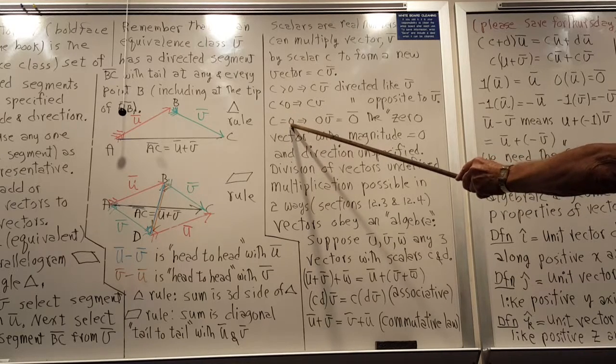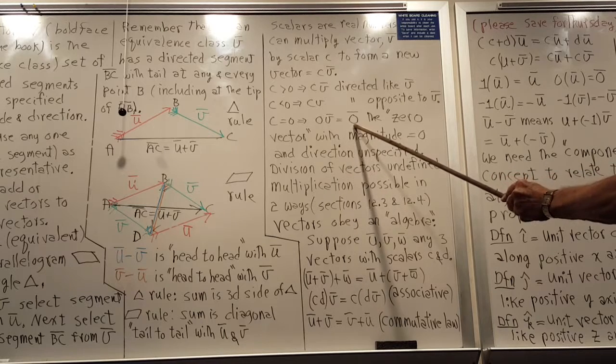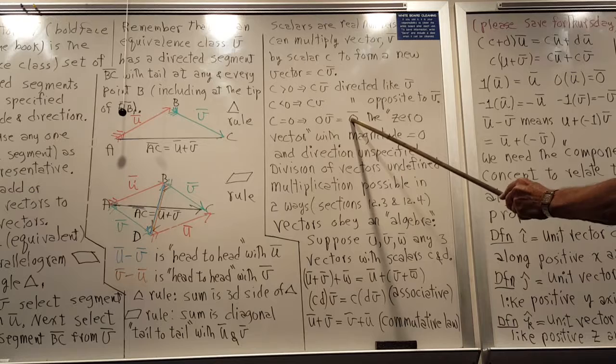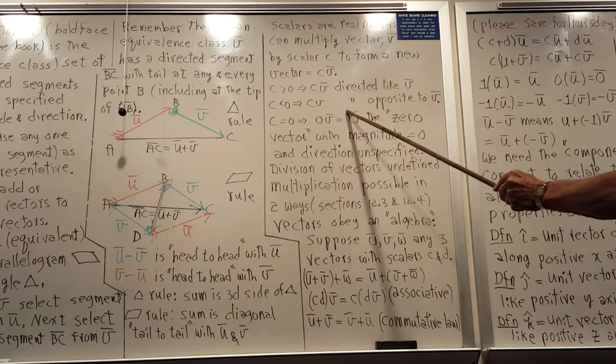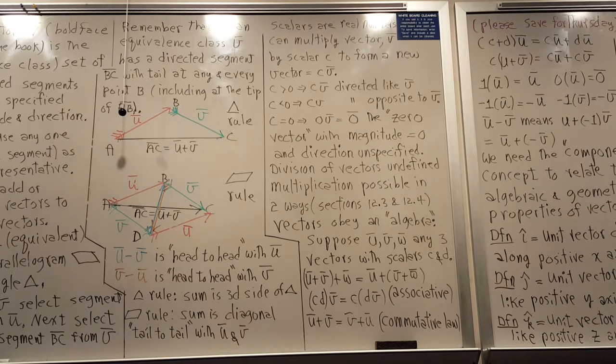If the scalar C is 0, then 0 times V is the 0 vector. So in the book, that's a 0 in boldface type. In your handwriting, it's a 0 with a line over it. So it has magnitude 0, and you do not specify the direction. It could point in any direction.